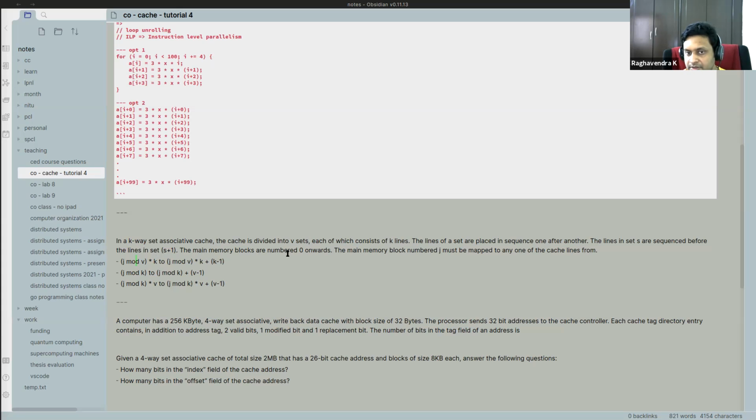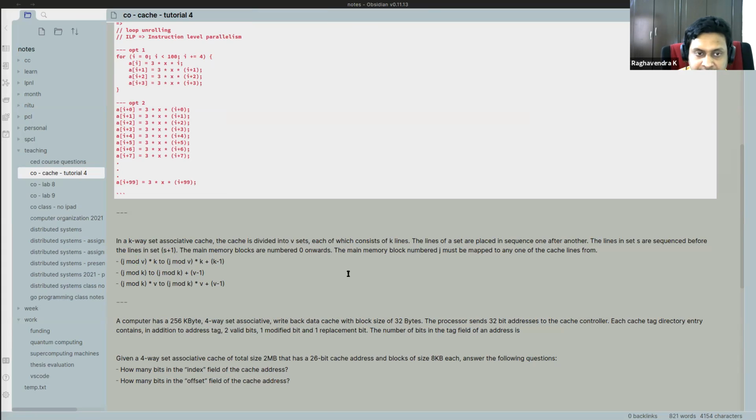The main memory blocks are numbered 0 onwards. Number J must be mapped. This is anyway a block number, right? They have already said that it's a block number. If it was a byte number, then this would not have worked. They have already said that the main memory block number J must be mapped to any one of the cache lines. So now you are saying, I have identified the set, but where?